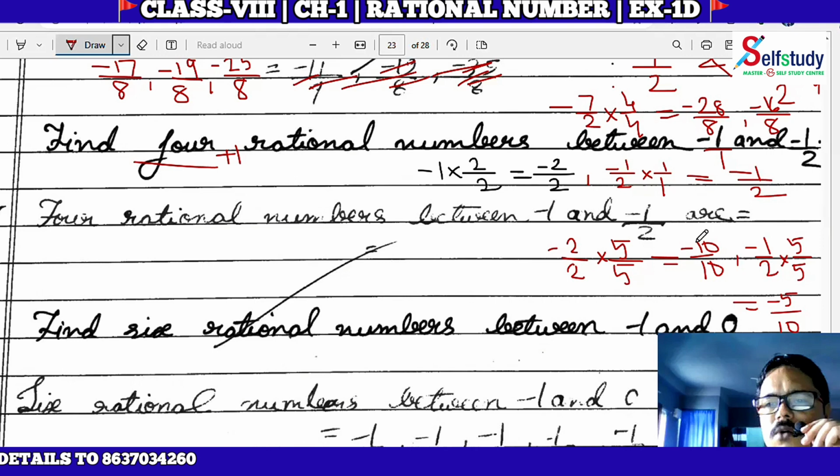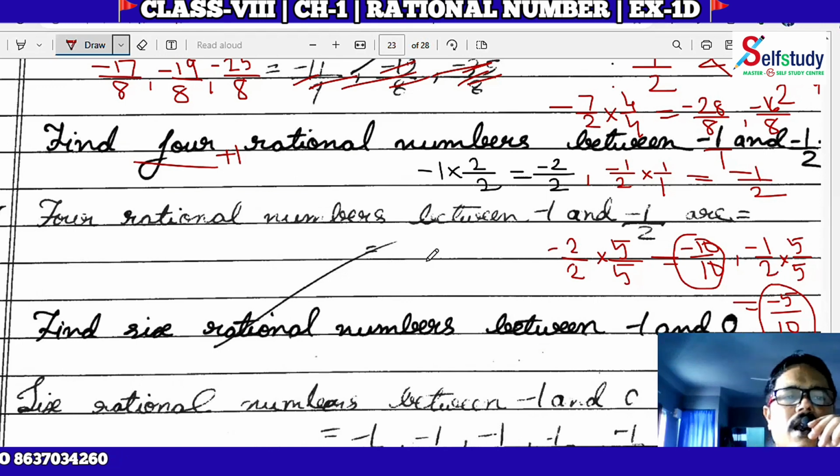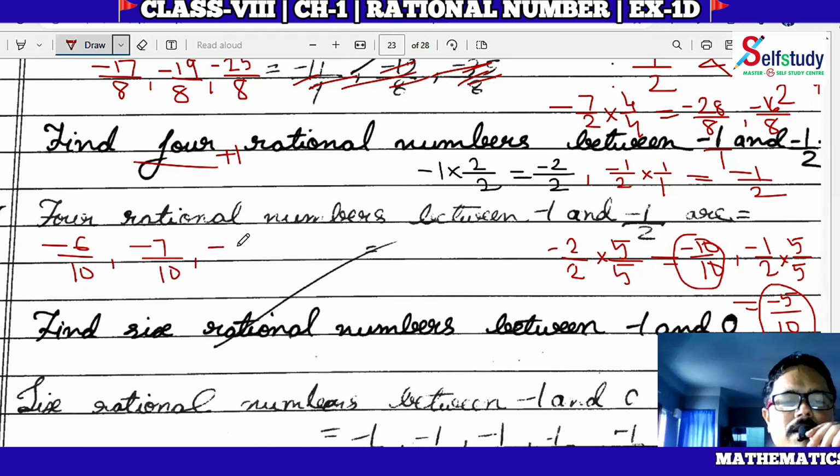Okay, so now one number we have is minus 10 by 10, another number is minus 5 upon 10, and we need to write 4 rational numbers between them. So now we can write 4 numbers in between minus 10 and minus 5. So here you can write minus 6 upon 10 (1), minus 7 upon 10 (2), minus 8 upon 10 (3), and minus 9 upon 10 (4). So it's done. These are the answers.